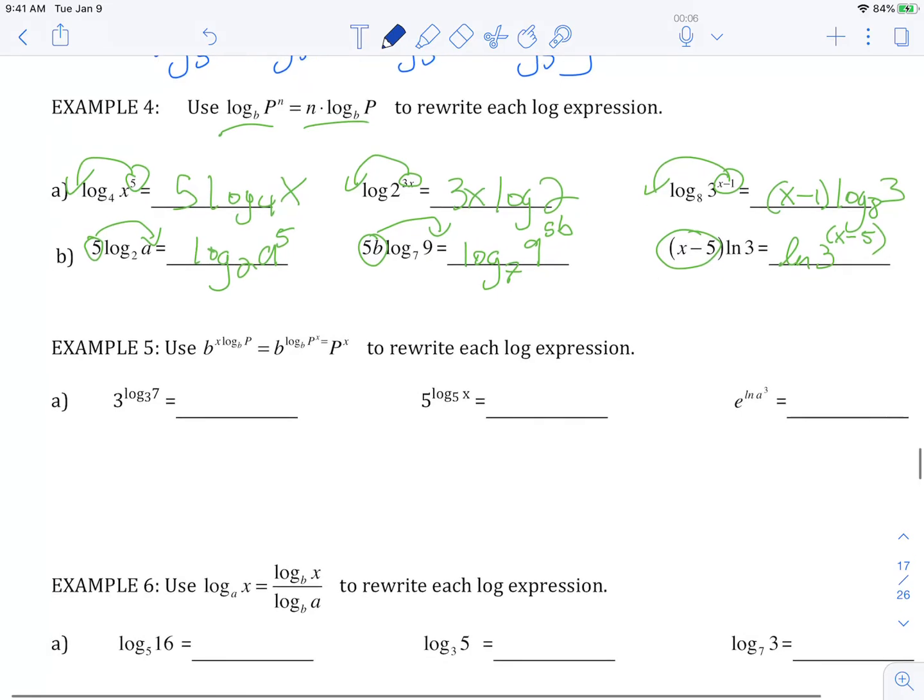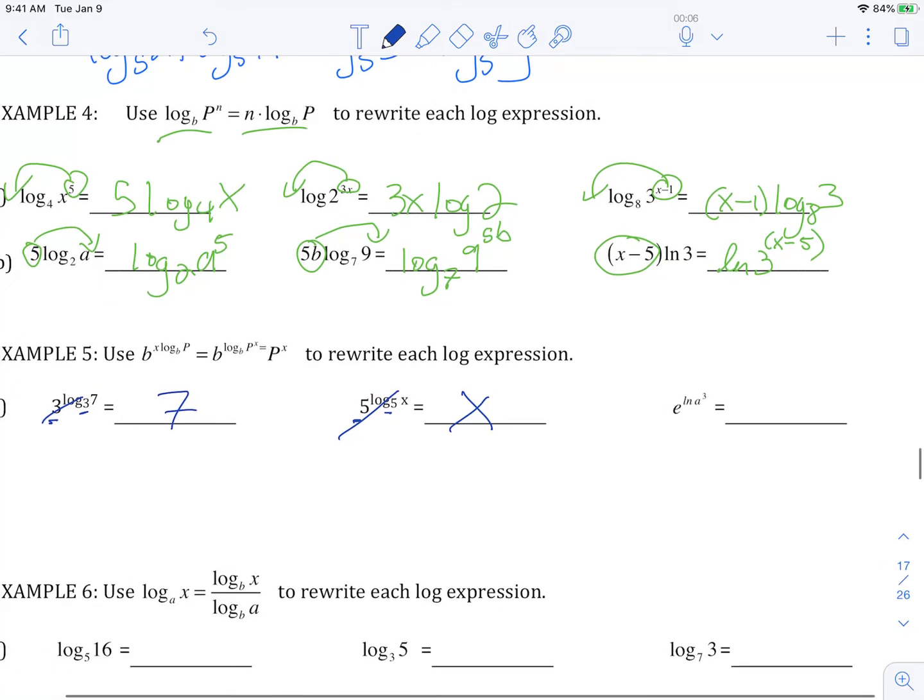All right, and now this one is, again, a pretty useful property. So if you have this is a base, and this is a base. If these bases match, then you're left with the input, which is just 7. Base, base, x. Base, base, a to the third.